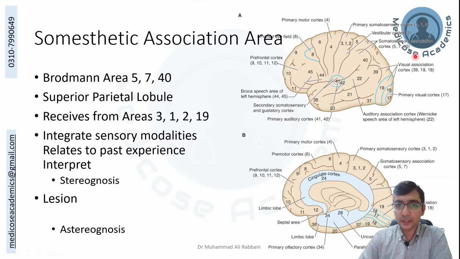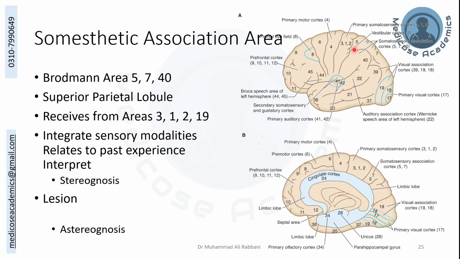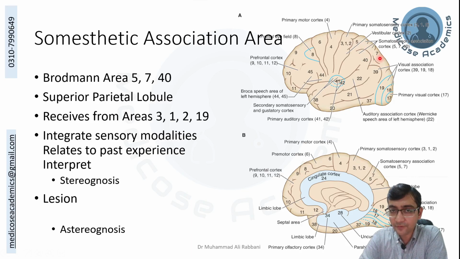But this area, I would like to go into a little detail. This is the somatic association area, almost the rest of the parietal lobule that is left. So that will be included. That will include Brodmann areas 7, 5, 40, 39. So all of these areas are included in the somatic association areas.